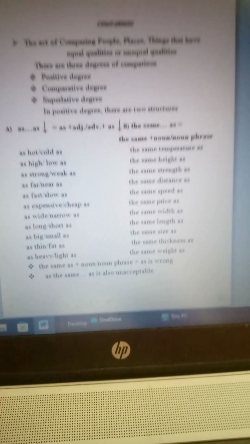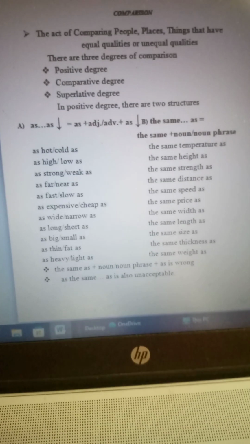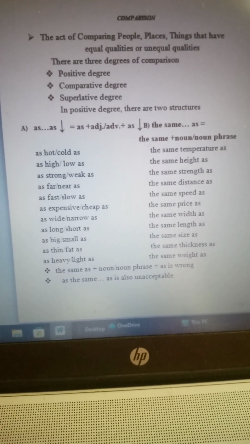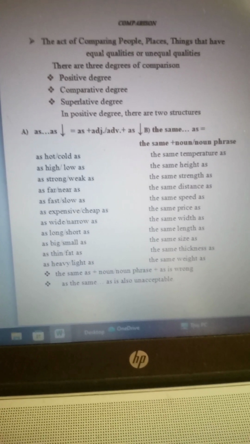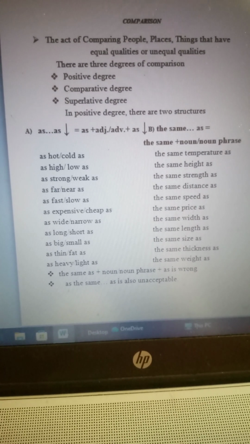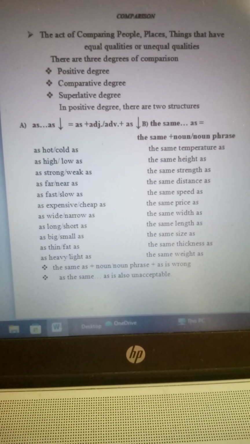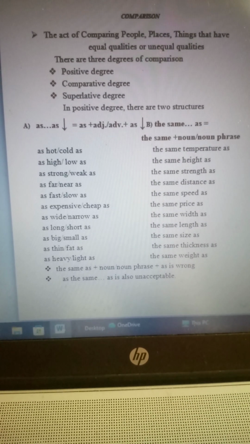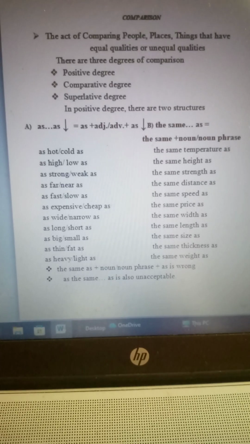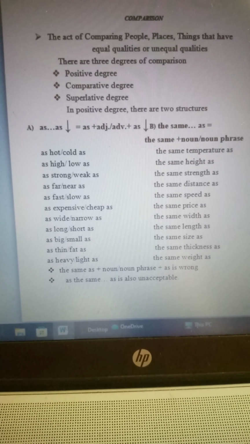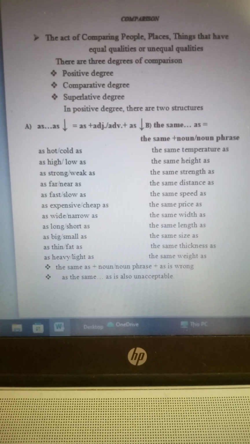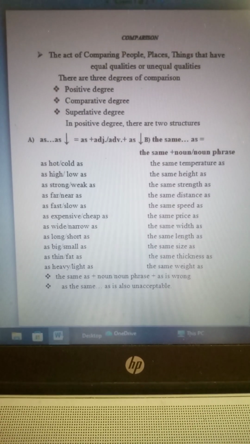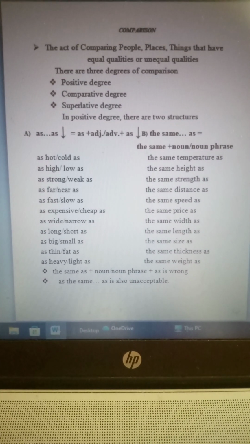There is a remark at the end of this session. The same as plus noun or noun phrase plus as is wrong. Second point. As the same plus as is also unacceptable. Watch carefully. Study this point carefully.